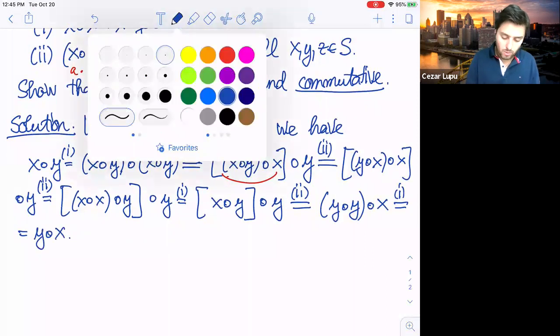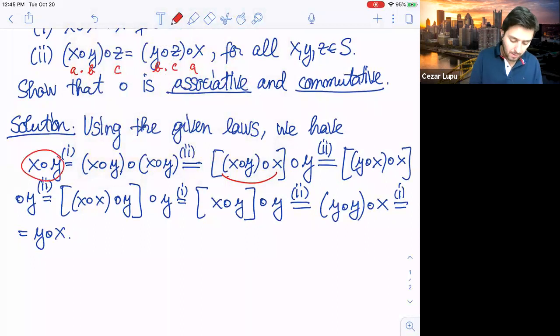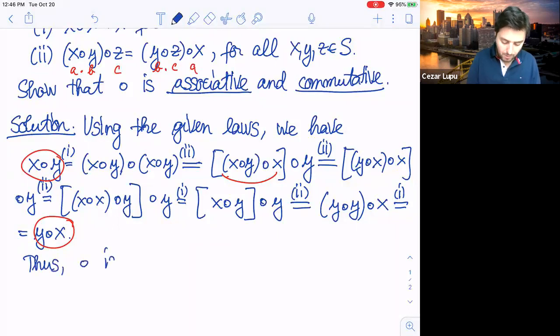So look where we started from, and look what we ended with. This means that this binary operation is commutative. Thus, it is commutative. All right.